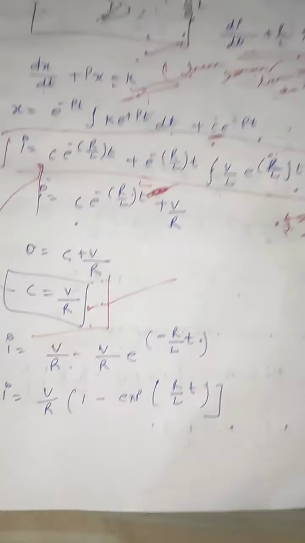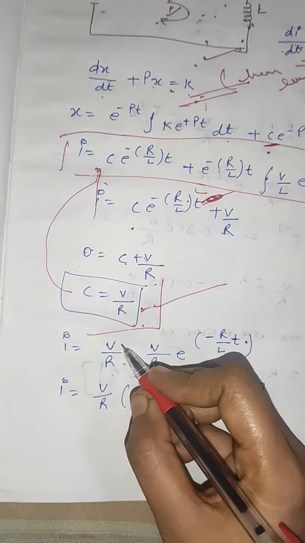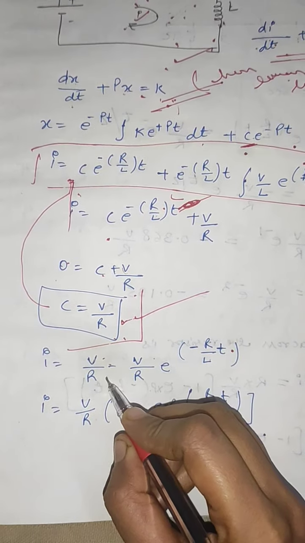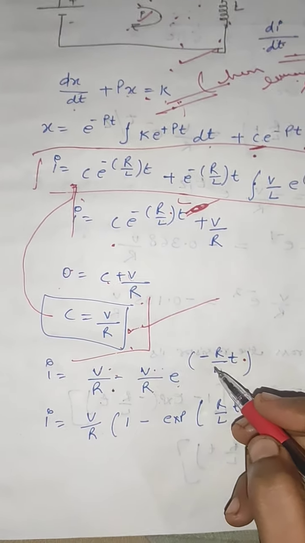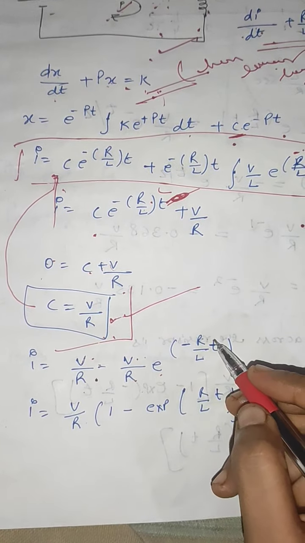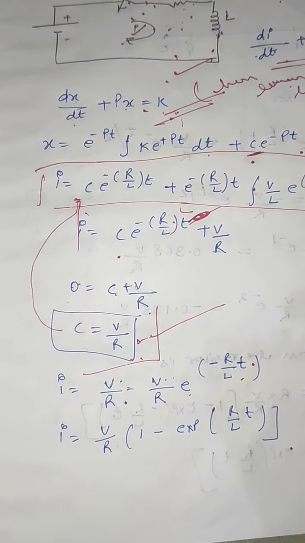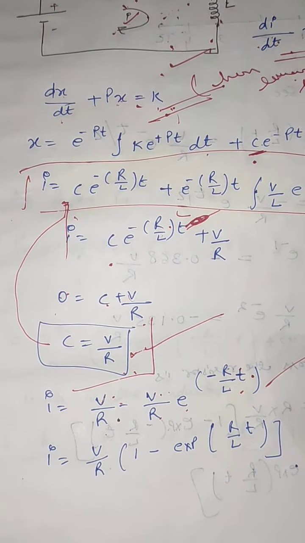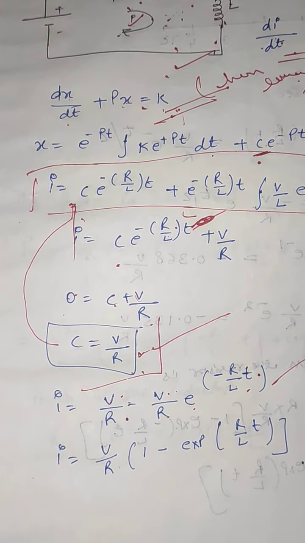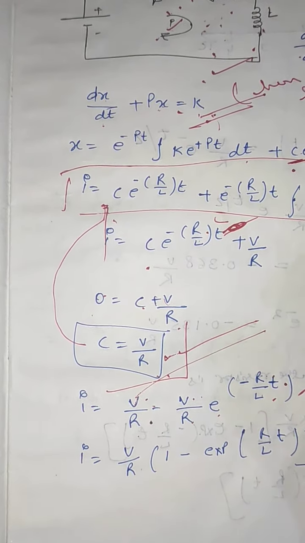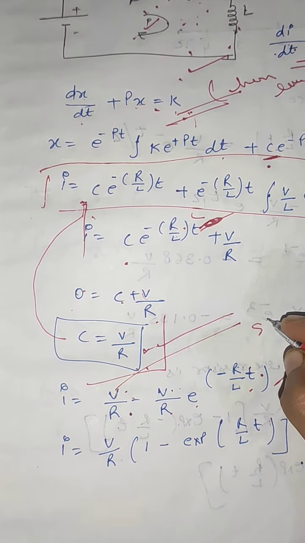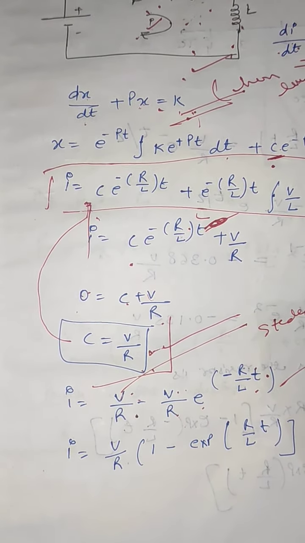two parts are there. V upon R is the steady state part, and V upon R e to the power minus R upon L of t is the transient part. This is the transient and this is the steady state.